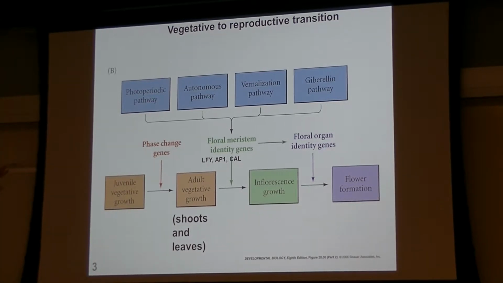And up here in blue, you see these are different environmental signals that the plant might sense and incorporate into the expression of the floral meristem identity genes. So plants, of course, can't move around and they need to sense and interact with their environment. And so this is the place where the environment can impact the expression of genes that tell this plant, okay, it's time to get busy and start flowering.